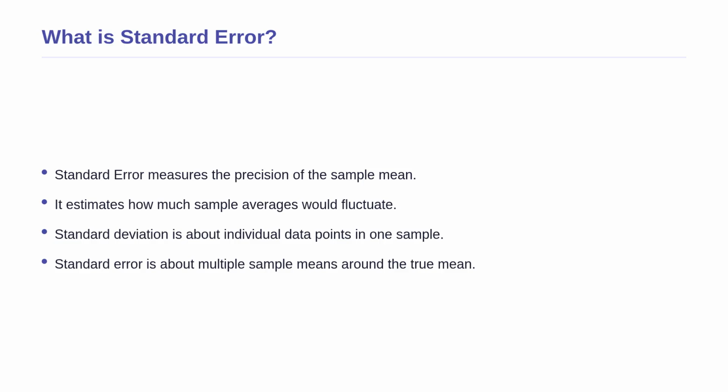To solve this problem of sample reliability, we use a tool called the standard error of the mean. While standard deviation tells you about the spread of individual data points within a single sample, standard error tells you about the spread of multiple sample means around the true population mean. It quantifies the precision of your sample mean. It tells us how much we expect our sample average to bounce around if we kept taking new samples. A smaller standard error indicates that your sample mean is likely a very accurate reflection of the true population mean.